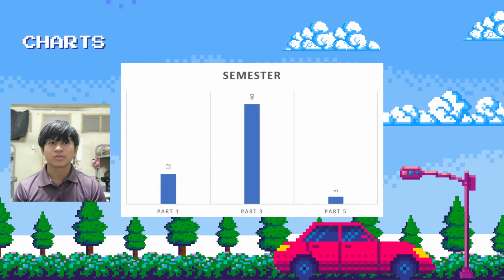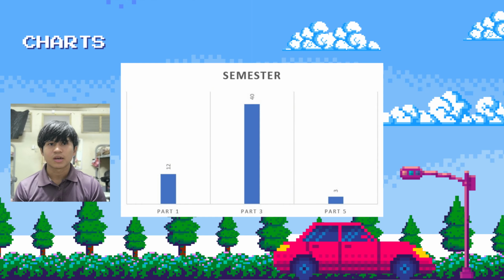Next, let's move on to the semester chart. From the chart, we can see that the majority of respondents are from Part 3 with 43 students, which is also my part. This means that most of the data reflects the experiences of mid-program students. Part 1 has 12 respondents, which represents students who are still adjusting to campus life and transportation routines. In contrast, Part 5 has only 3 respondents, showing that fewer final year students participated in this survey.